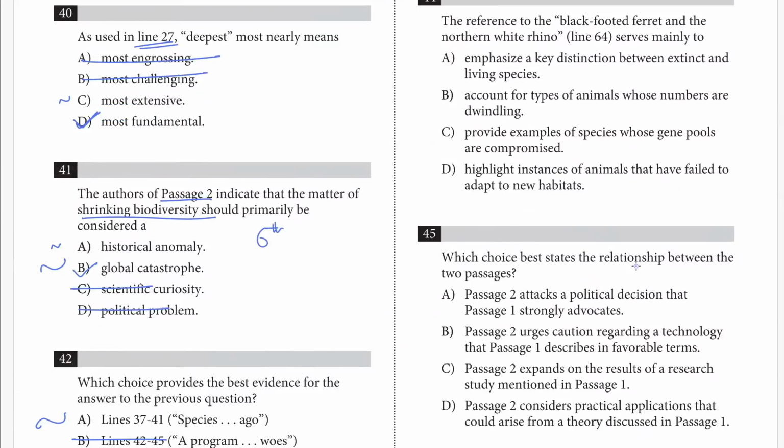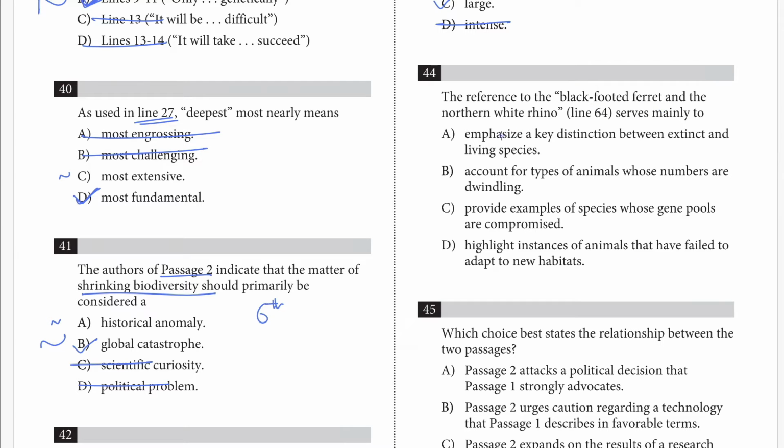So let's look at the answers now. It serves mainly to emphasize a key distinction between extinct and living species. Sounds very tempting, right? Let's just mark it as a maybe. Account for types of animals whose numbers are dwindling. Not really. Their numbers are dwindling, but that's not what it's serving mainly to do. They're mostly serving to tell us that these animals exist, but their gene pool is very small, and you should pump in this technology to make their genes more diverse. Okay, so this is true, but that's not the main purpose, and that's why I will cancel this right now. Now that I think about it, this is also not a maybe.